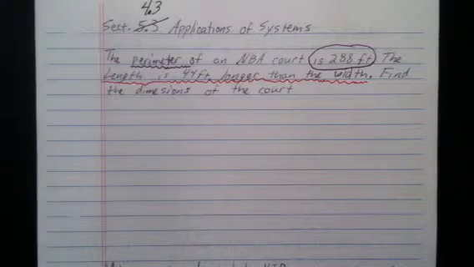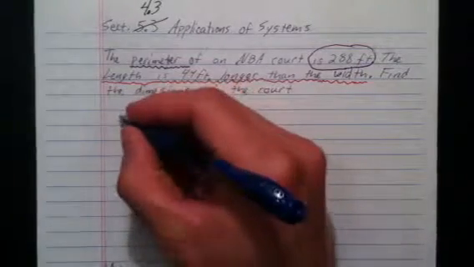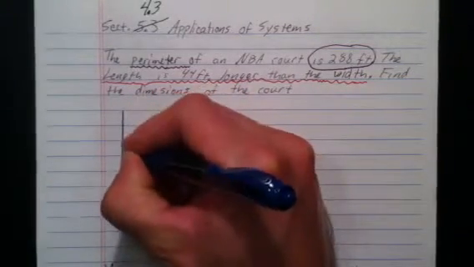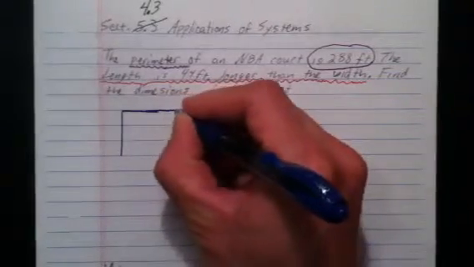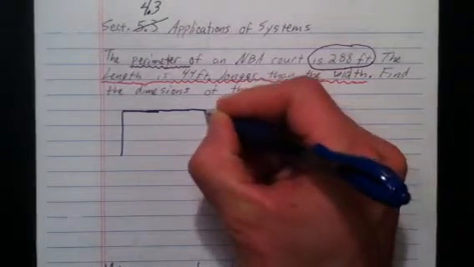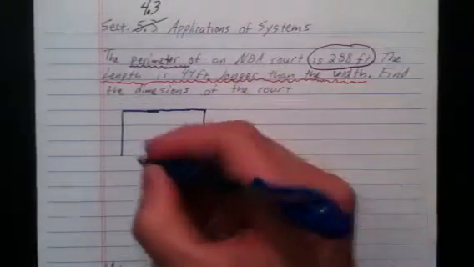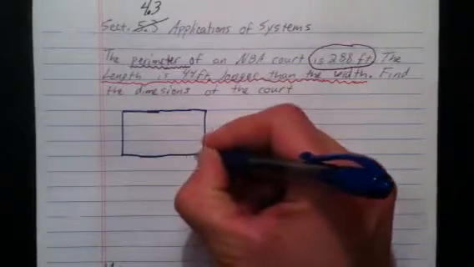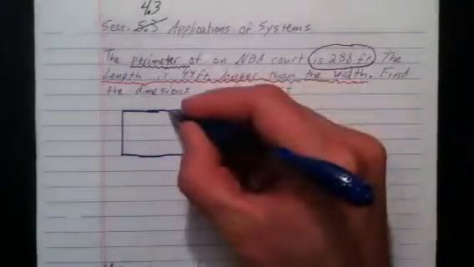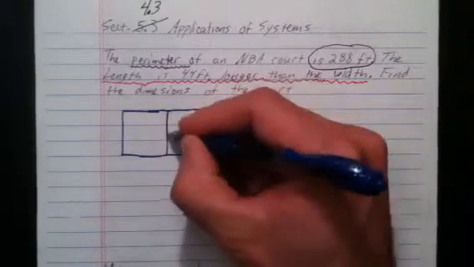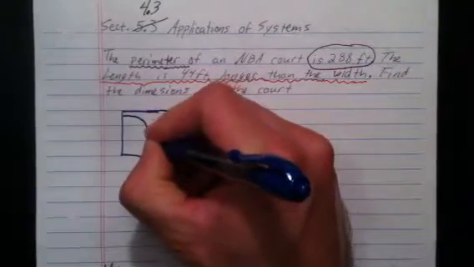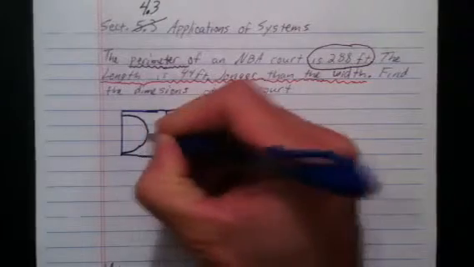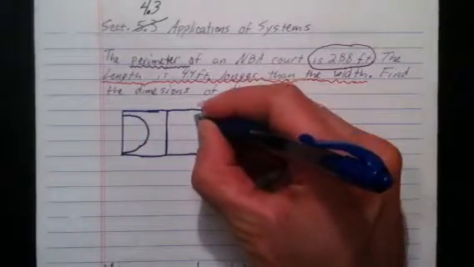So first thing I usually like to do in some of these word problems, if possible, is draw a picture of what's going on. So if we have a basketball court here that is a rectangle shape, we'd have a half court line down the middle, and then you'd have your 3-point line somewhere around here, and here.